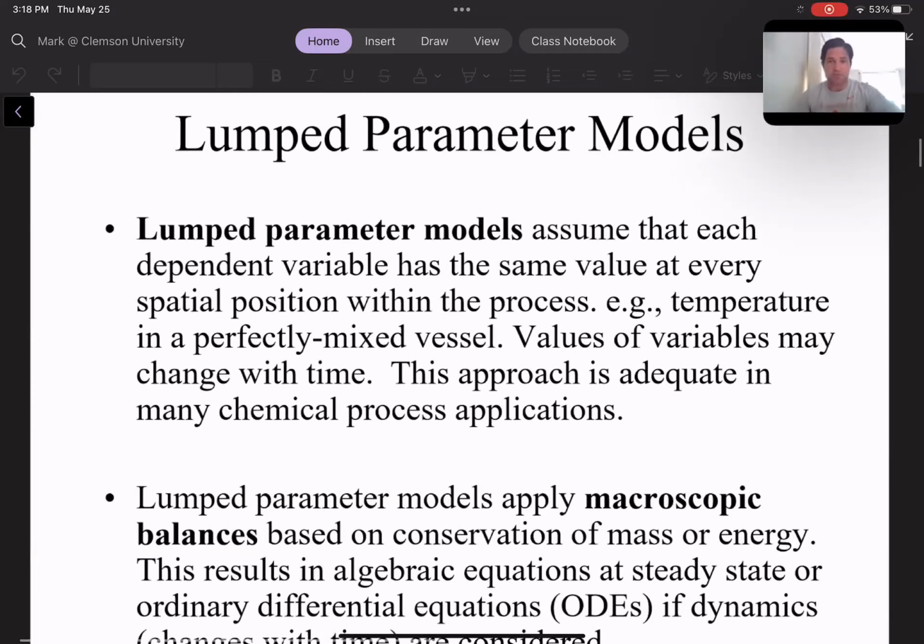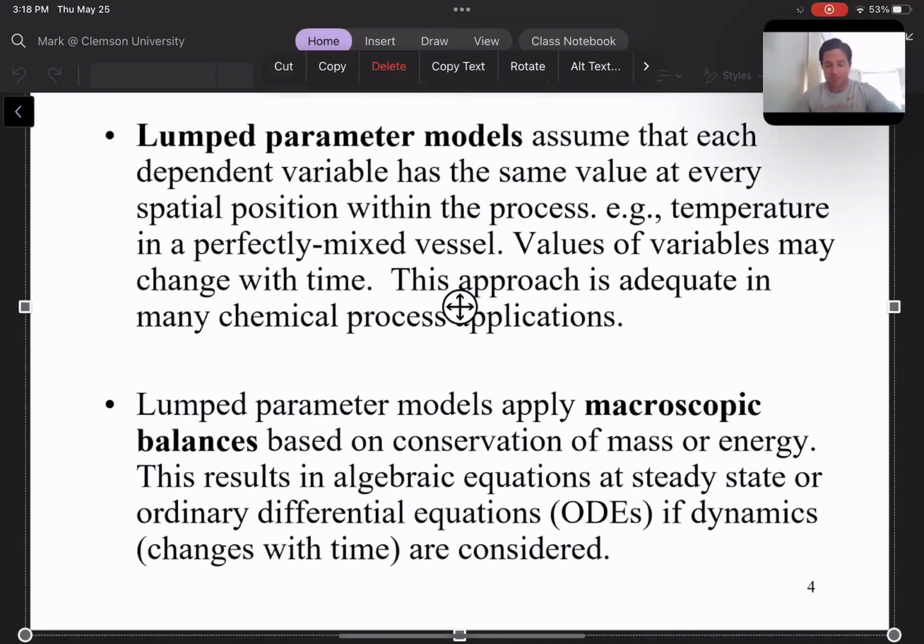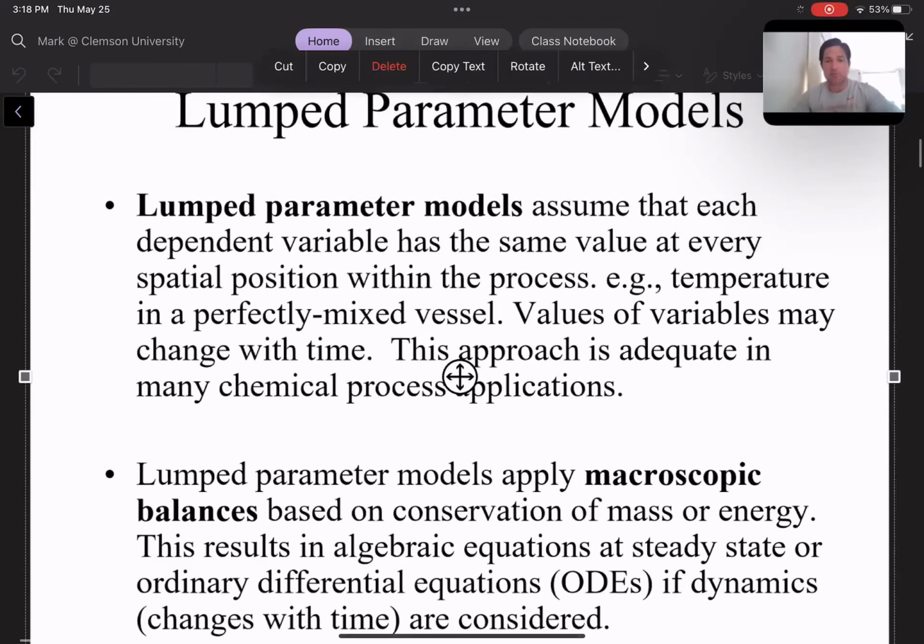So there are two different types of models that we can treat. Generally, we're going to focus on lumped parameter models. A lumped parameter model is a model that assumes that there's no real spatial variation within the process. So for example, in a perfectly mixed reactor, inside the reactor the temperature, concentrations, and compositions stay the same. In these cases, these variables can change only as a function of time, but with respect to spatial position, there's no variation within the process.